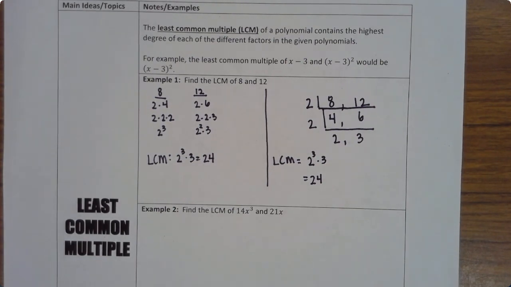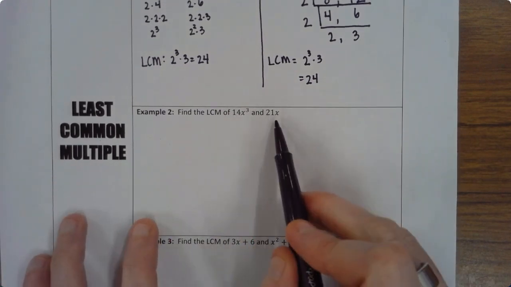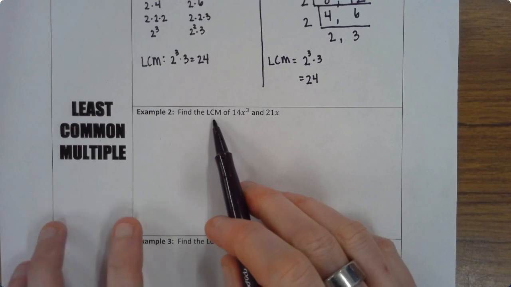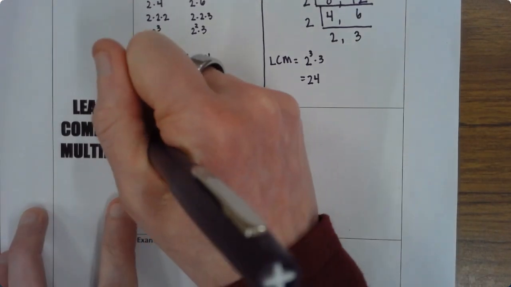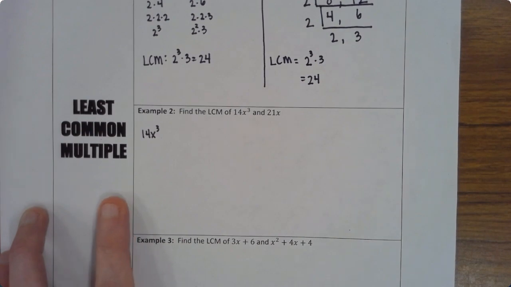As we're moving forward and looking at polynomials, we're going to start seeing some x's in these problems. So let's look at an example where we have some x's. Again, you're going to have two different values, and you're going to be asked to find the LCM between those two. Option 1 is to do prime factorization.